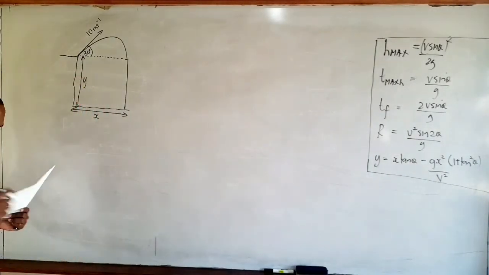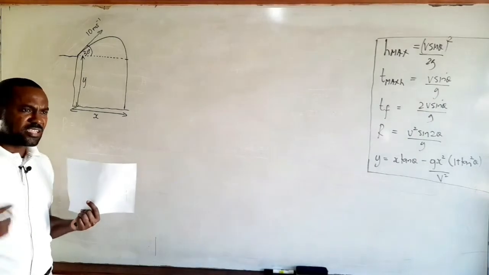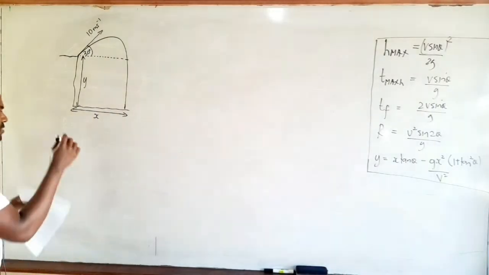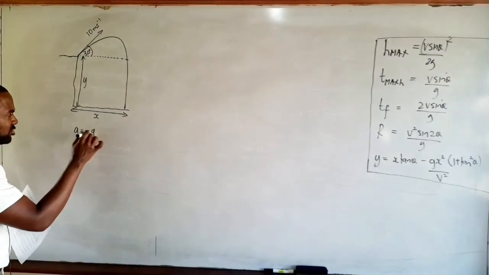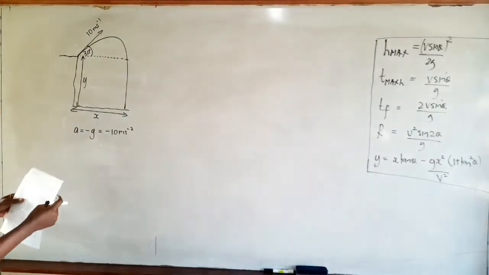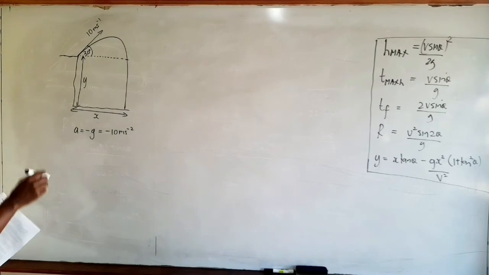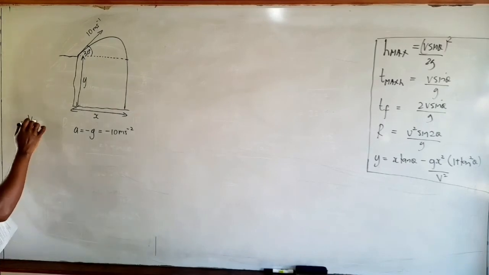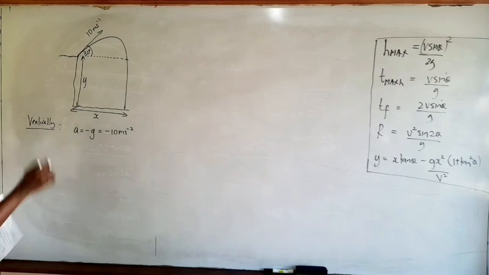We're talking about it being projected upwards. So using the sign convention, up is positive. Therefore we know that a is equal to minus g, that is equal to minus 10 meters per second squared. And of course, we're talking about the vertical direction. So vertically, we have that piece of information.